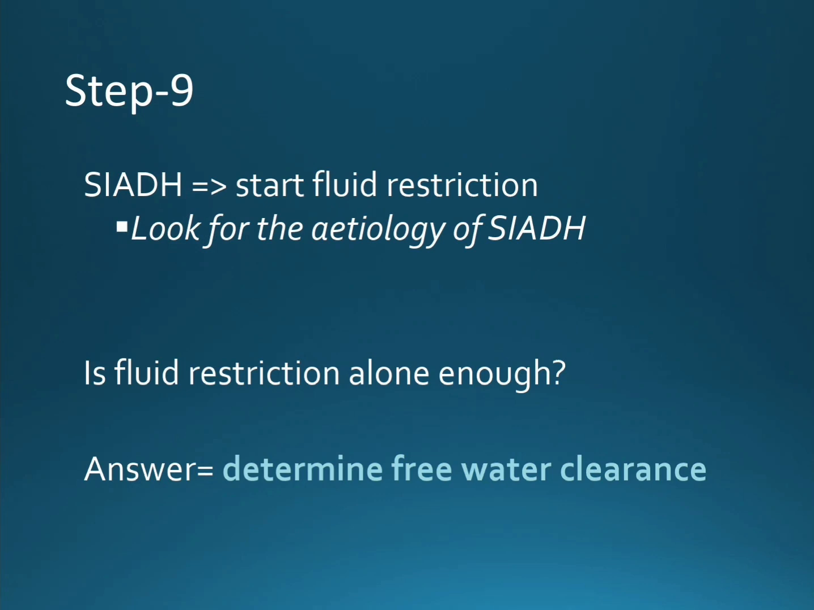Step 9, the diagnosis will be syndrome of inappropriate ADH secretion. Because if you don't have effective arterial blood volume reduction, then the ADH is acting, okay, then it's acting inappropriately, okay? And you diagnose the SIADH. So what do you do for these patients? You fluid restrict them. But the question is, is fluid restriction alone enough? You have to calculate your free water clearance to determine that, okay?